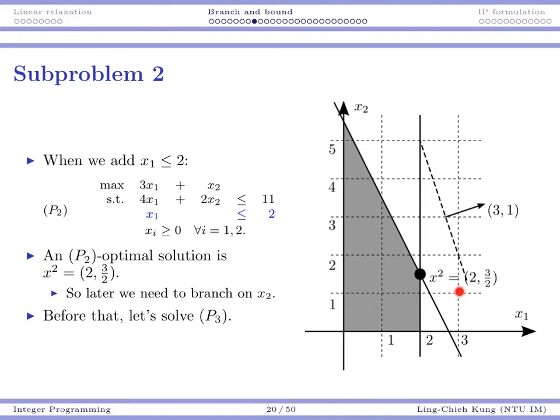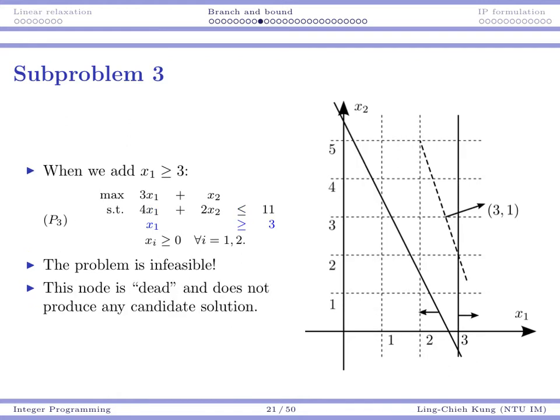Okay, an optimal solution is here. So later we will need to branch on x2 because x2 is fractional. But before we do that, let's try to solve P3. P3 is the outcome of adding another constraint called x1 is greater than or equal to 3. In this case, when you have this LP, this problem is infeasible.